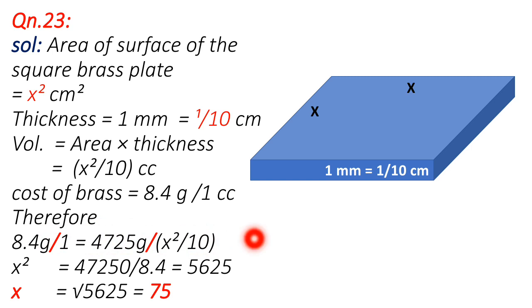Then x is equal to the square root of 5625, and it will give 75. So the value of x is 75. As given in the question, x is in centimeter, so that means the 75 is actually in centimeter. So the value of x is 75, correct. So this is the answer.